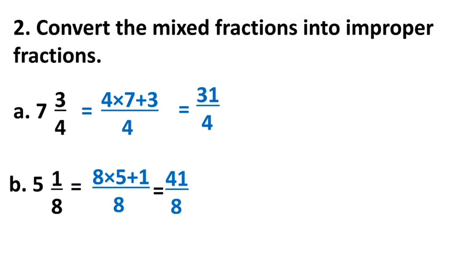2. Convert the mixed fraction into improper fraction. 7 3 by 4, you multiply 4 into 7 plus 3, then divided by 4. So 4 into 7 plus 3, that is 31 divided by 4. B, 5 1 by 8 is equal to 8 into 5 plus 1 divided by 8, that is equal to 41 by 8. So take a snap and just copy in your math classwork note.